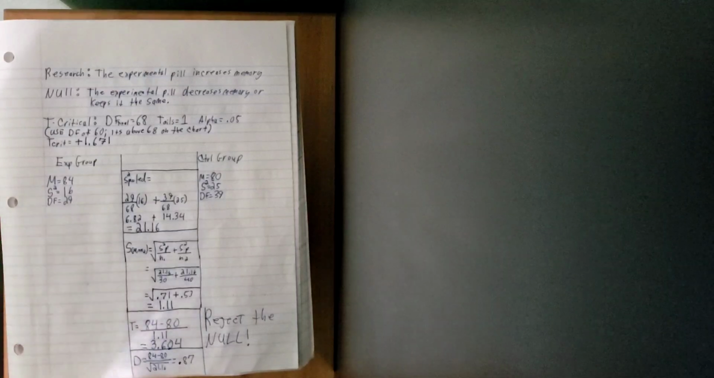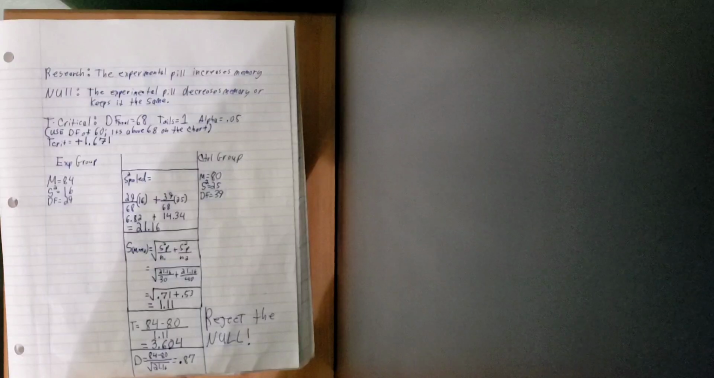Now to get the T value, the T obtained value that is, you do mean 1 minus mean 2 over the standard error of the mean difference, or the standard error of the means. And in this case, we get a T of 3.604. And then we do a D test. So Cohen's D is used when we're doing independent samples t-test, and that's simply the mean difference over the square root of the pooled variance, and you get a 0.87.